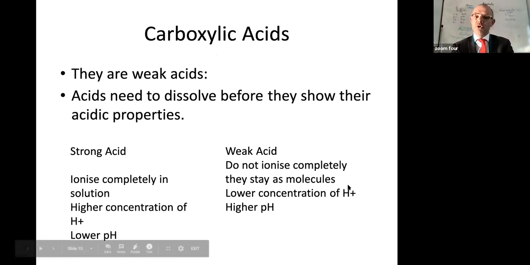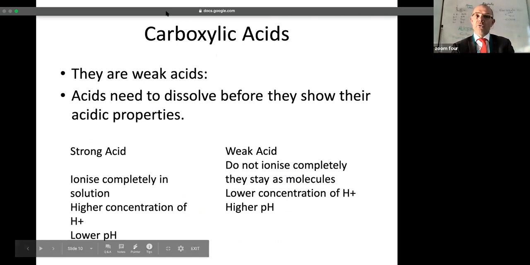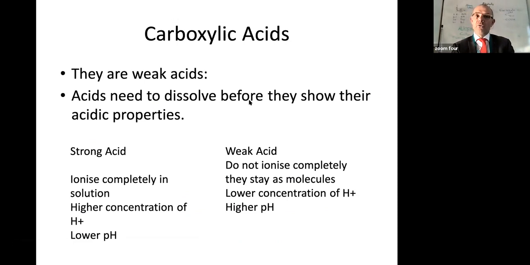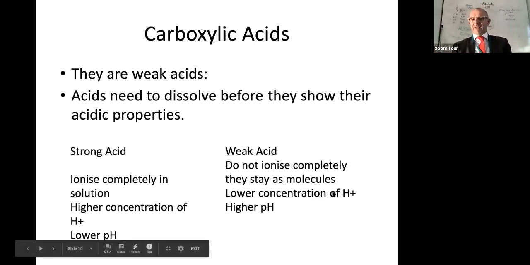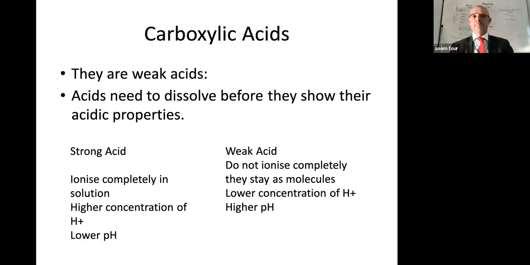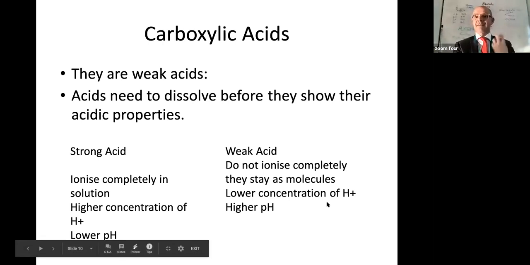And the reason is because they don't lose their hydrogen ions as easily as things like HCl, hydrochloric acid. It loses all of its H's, and all of its Cl's separate. You've got tons of hydrogen ions. That makes it a really strong acid, lots of H pluses. Carboxylic acids don't ionize completely. Some of them come apart and then they join again, and then some other ones come apart. They don't lose their hydrogens quite as easily in solution. And that means that they're not as acidic. Okay, they don't ionize properly.